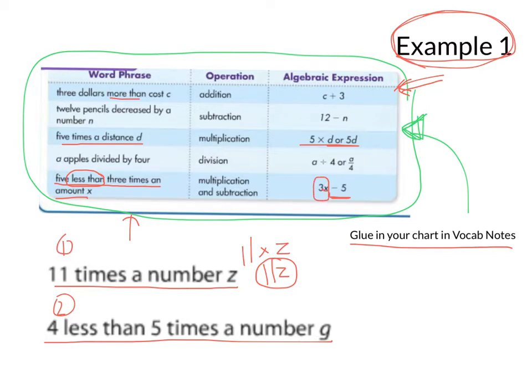Okay. 4 less than 5 times the number g. I know that I'm going to do 4 less at the end. I know that times means multiply. And I'm going to put g here. Okay, 5 times a number g, and this is read as less 4, or 4 less than. And if I want to do it like a pro, which I'm going to need to, then I'm going to do 5g minus 4. Please pause the video if you don't have this written. We're going to go on to example number 2.